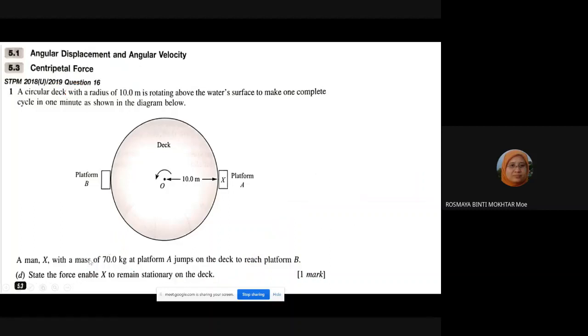Then question D, state the force that enables X to remain stationary on the deck. For X to remain stationary on the deck, the force is friction, surely friction. If not, the man will slip off tangent to the circular motion with velocity v. Okay, any question for question 1?